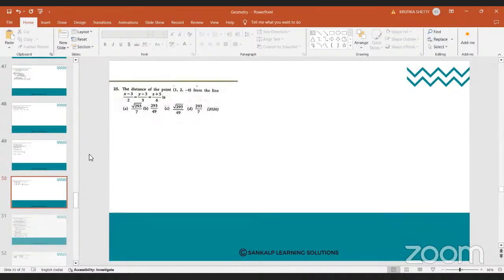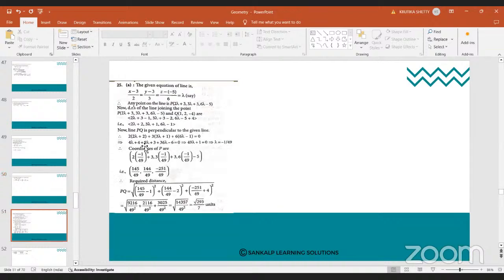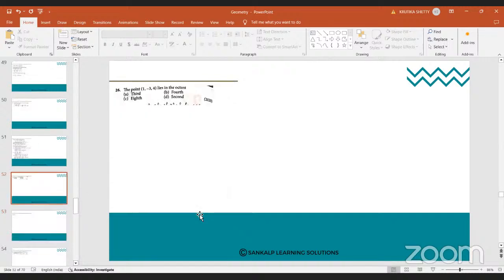Okay, next, another two examples and then wind it up. So here the next example is the distance of the point 1, 2, minus 4 from the line. Again we have to calculate the coordinates of the line. By making use of the coordinates of the line, we have to find out the value of lambda, as we have done. So lambda we have got minus 1 by 49. By substituting, we will get the point P, which is lying on the line, and one more point is already given. Make use of the distance formula, so we will get the answer as root 293 upon 7.